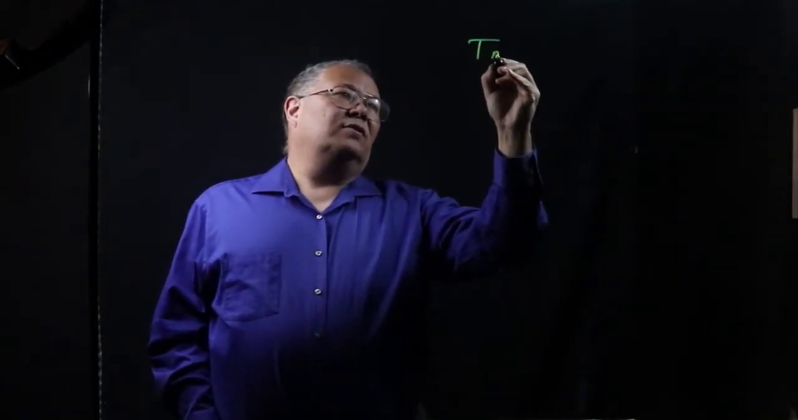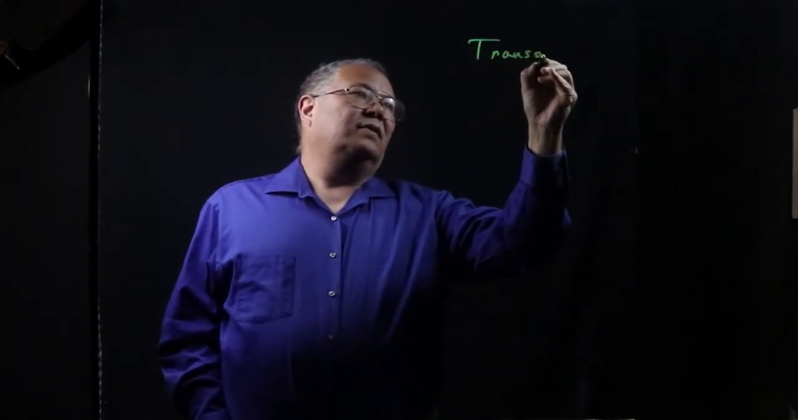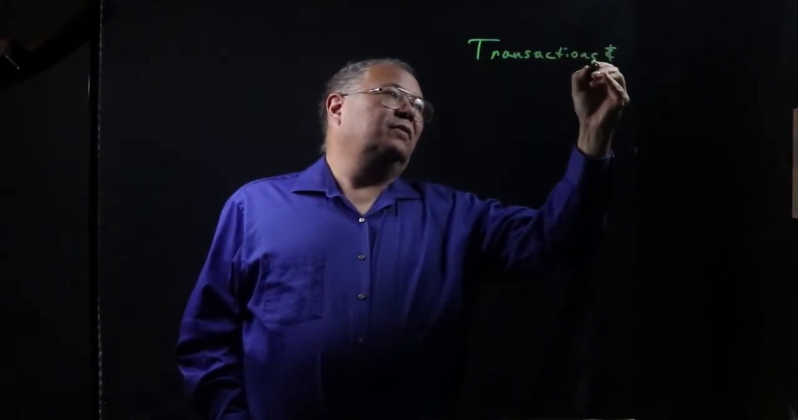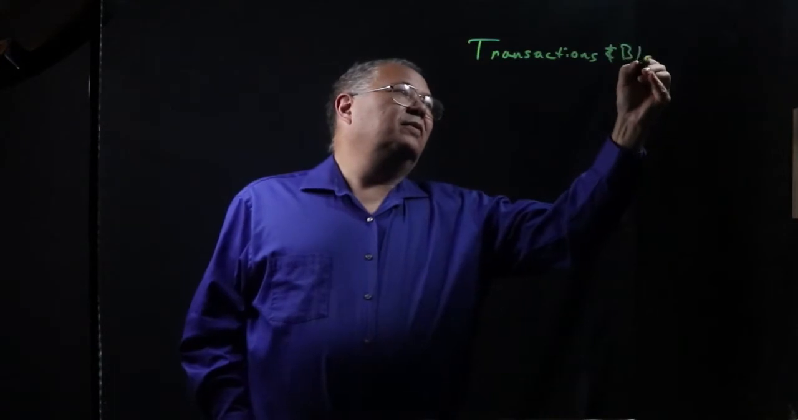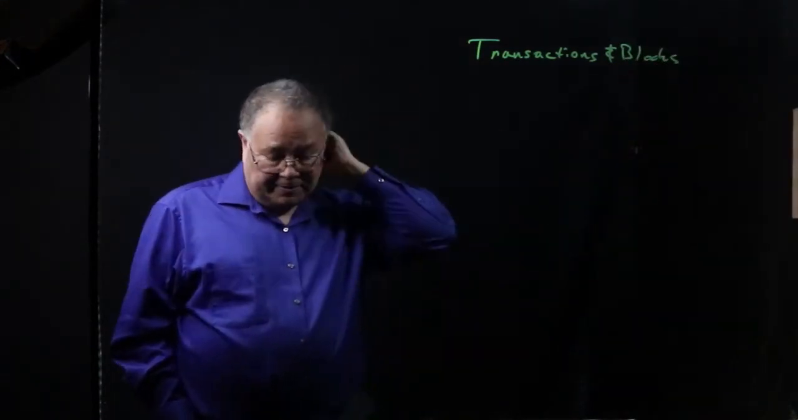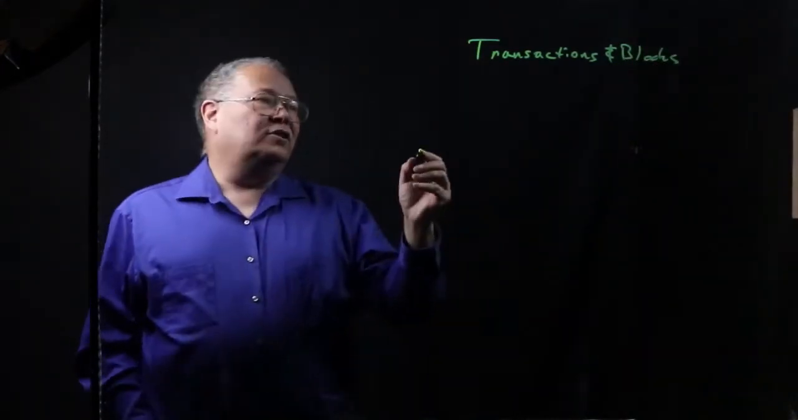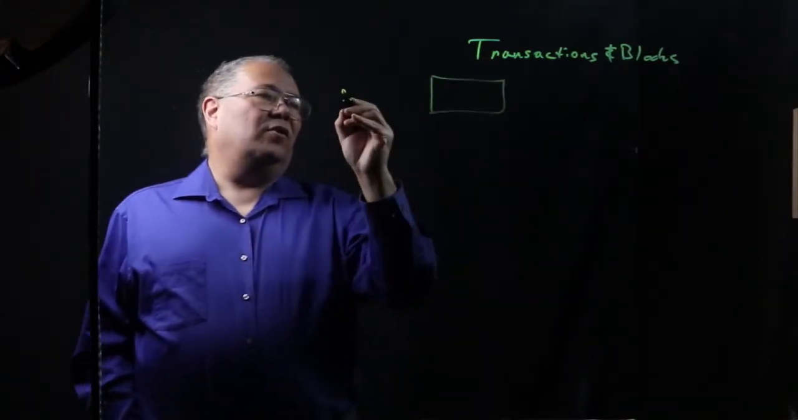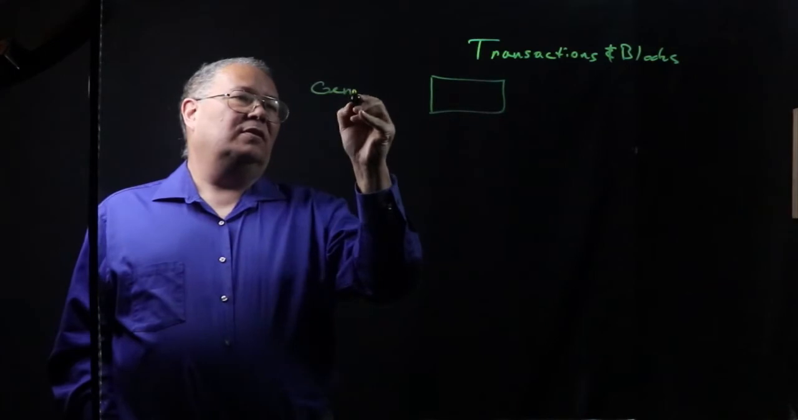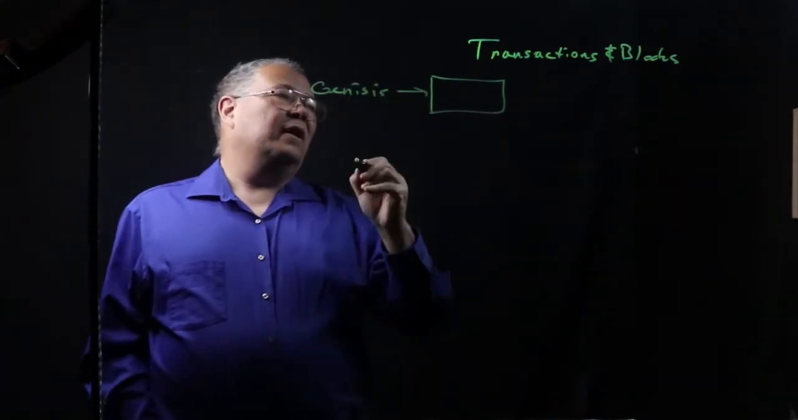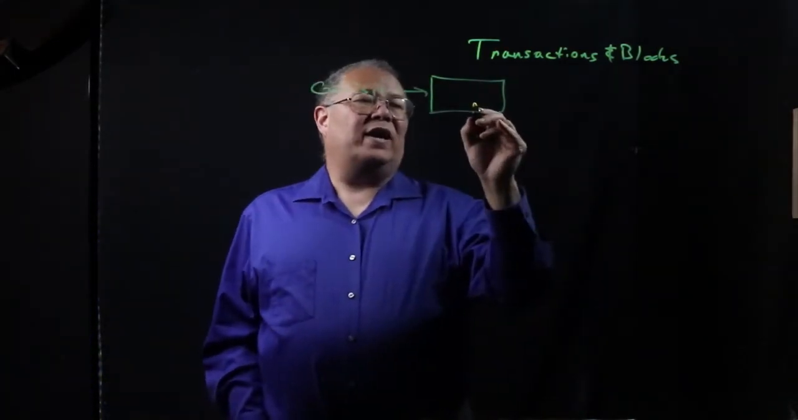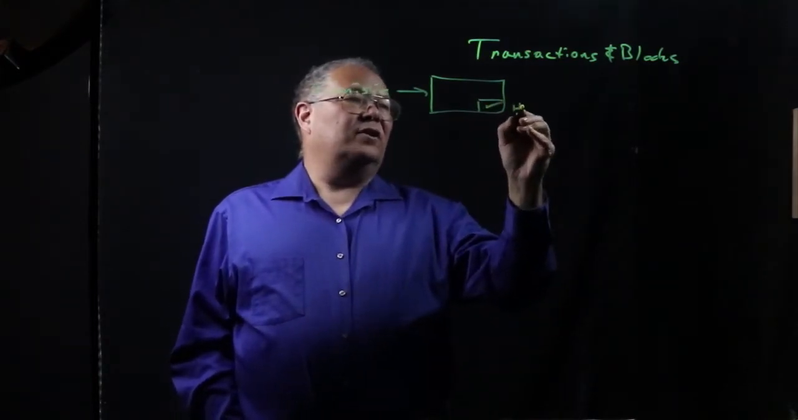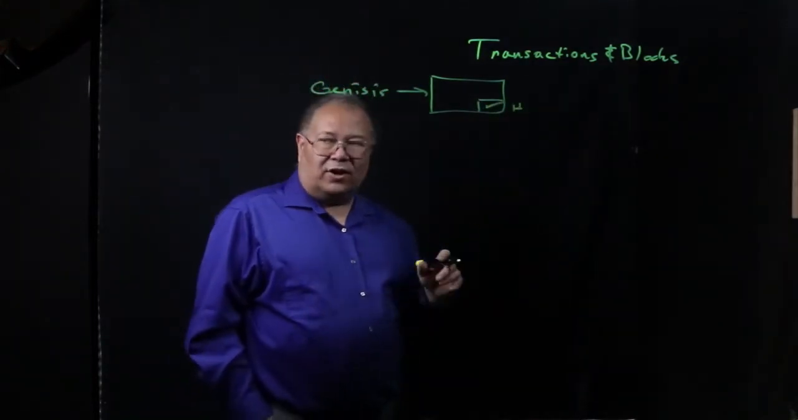Transactions and blocks. Now, a blockchain, we have an initial block that we call the genesis block. And it has some sort of a hash seal that we've put on it. Okay, we've got a hash down here. And that's our first block.